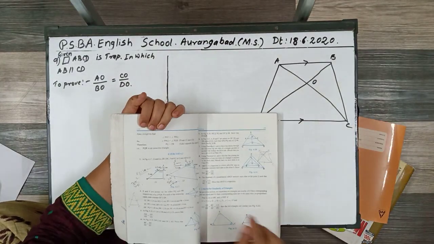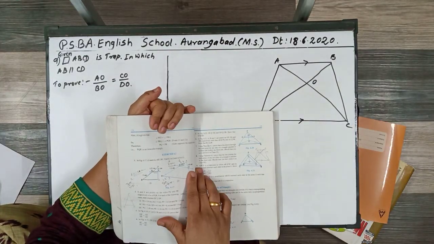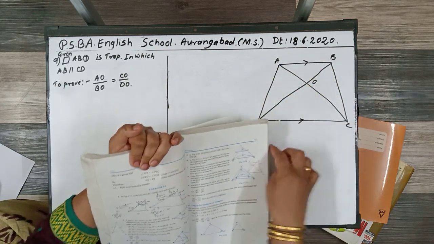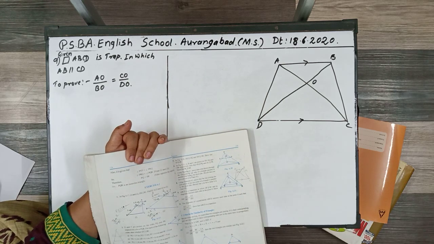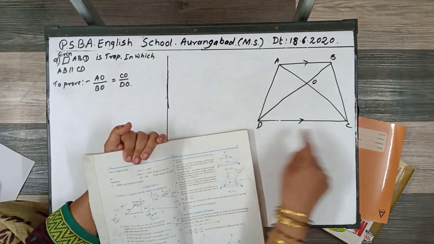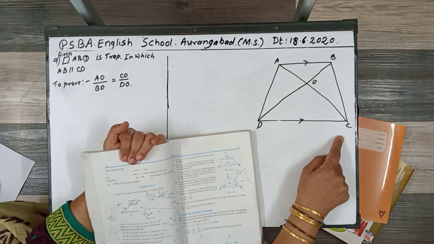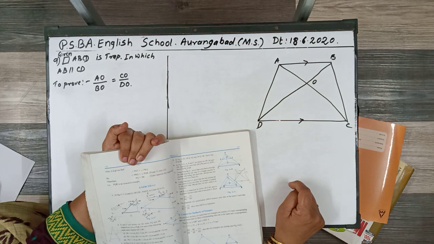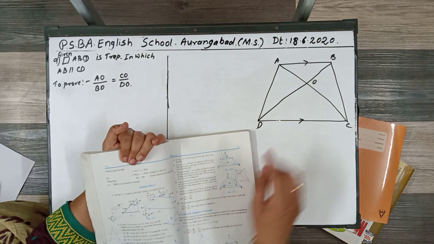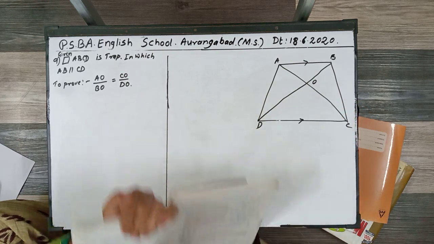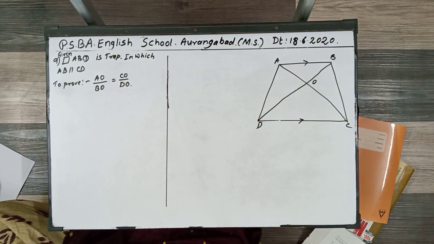Now children, we are going to start with question number 9. Here the question says that ABCD is a trapezium. I have drawn the figure so that it will be easy for us to understand. ABCD is a trapezium in which AB is parallel to CD. Correct? Its diagonals intersect each other at point O. So AC and BD will intersect at O. Show that AO upon BO is equal to CO upon DO. We have to prove this. So we have drawn the figure.